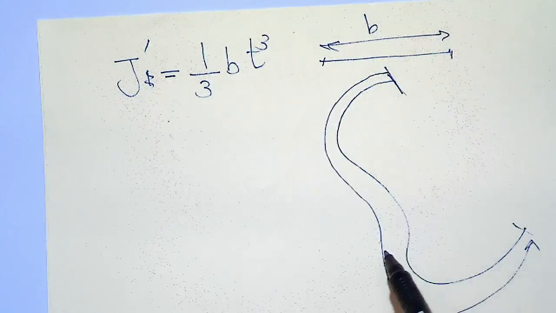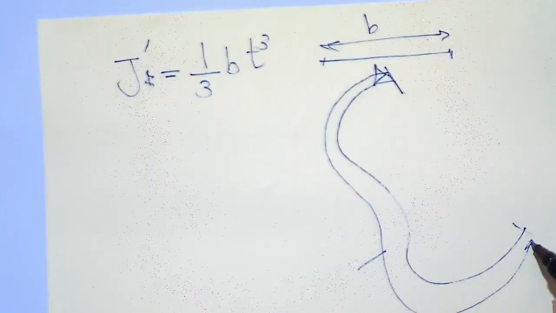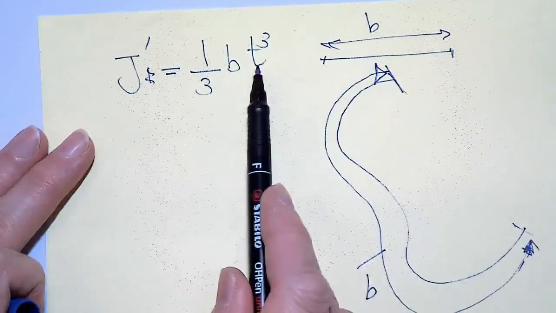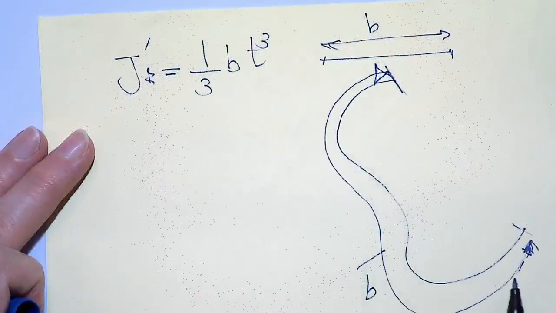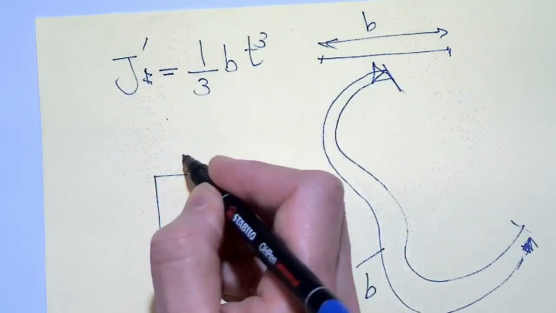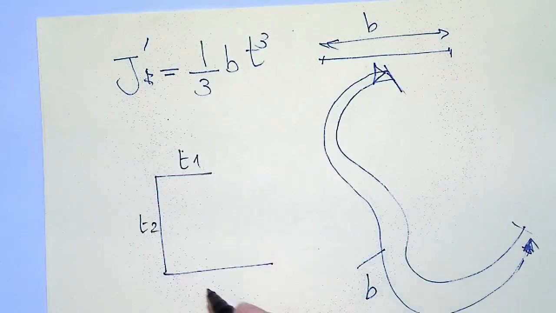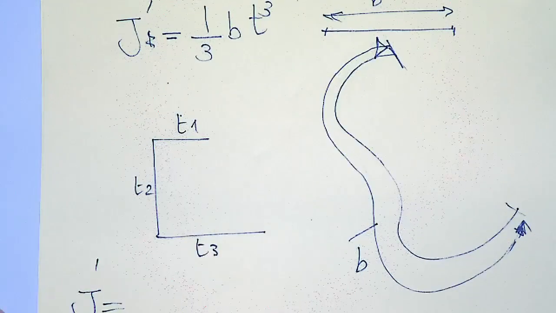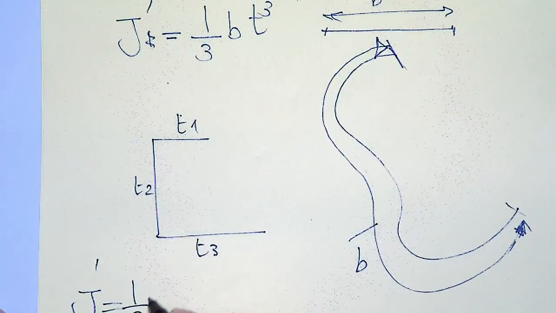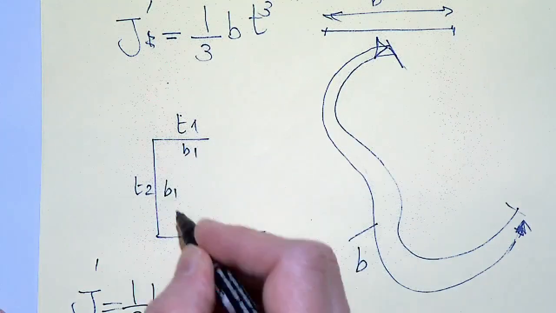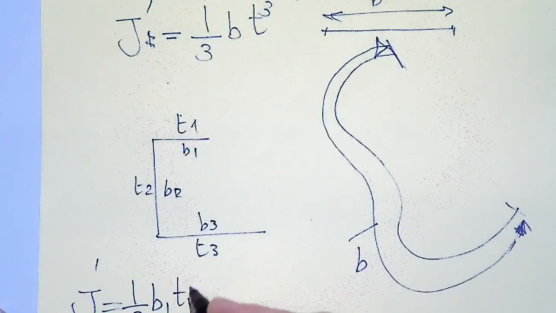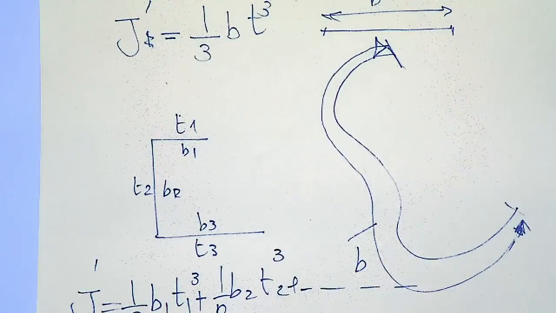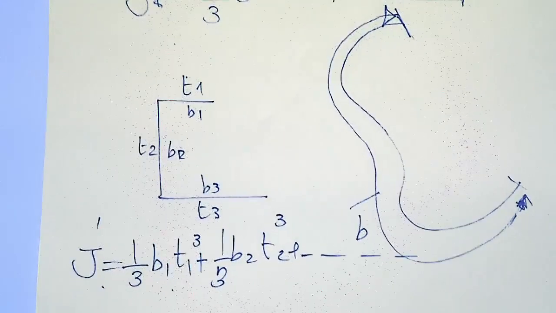This is not a thin wall section, this is not thick wall, it's just the length I'm showing you, so this is B. So I can use this equation, provided the thickness is uniform. Now if I've got a section which has variable thickness, such as a T1, a T2, and a T3, then J prime, the torsion constant, is equal to B1, B2 and B3 terms summed. So the equations are the same.